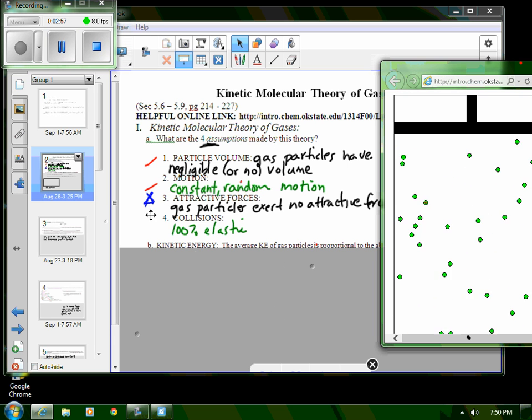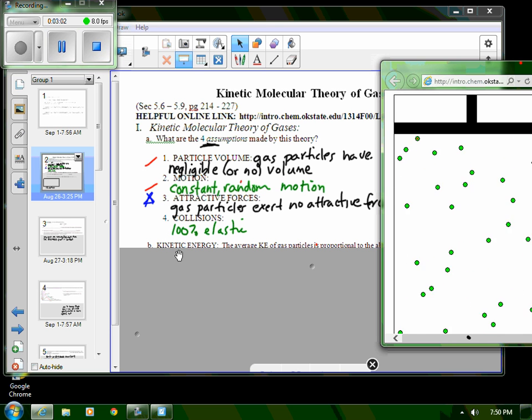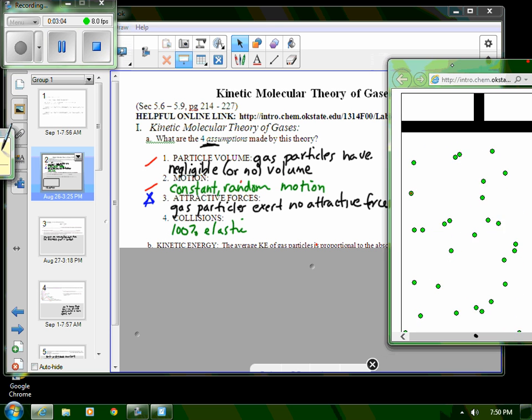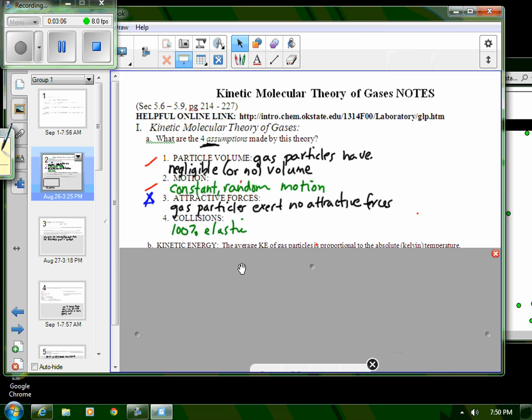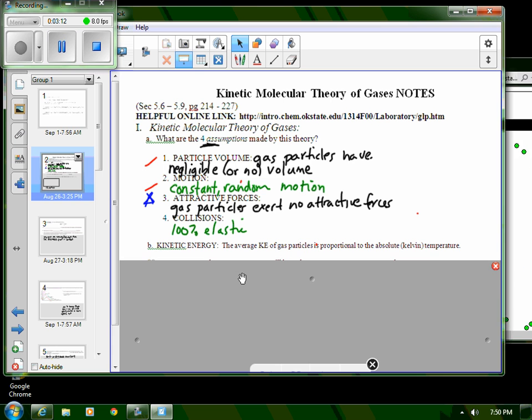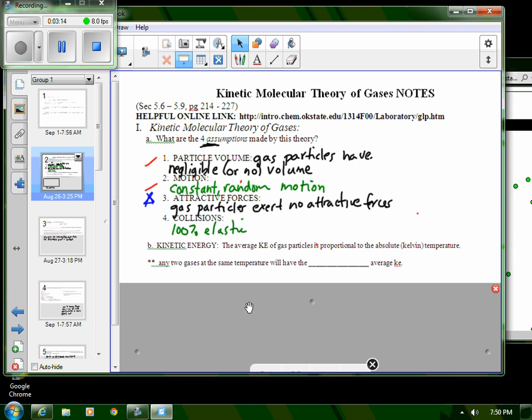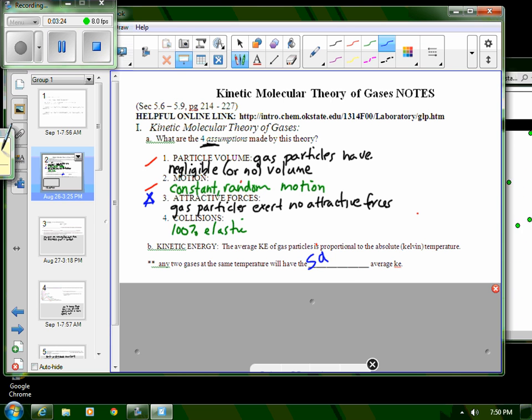Okay, so these are four really big ideas of kinetic molecular theory. The other one is about kinetic energy. Kinetic energy is basically measured by temperature. The average kinetic energy of gas particles is proportional to temperature. Now, any two gases that are at the same temperature, what does that mean? If they're at the same temperature, they must have the same average kinetic energy. You probably remember that from CP Chem.